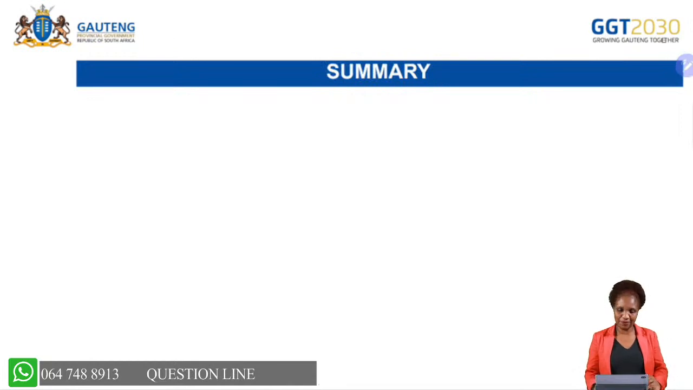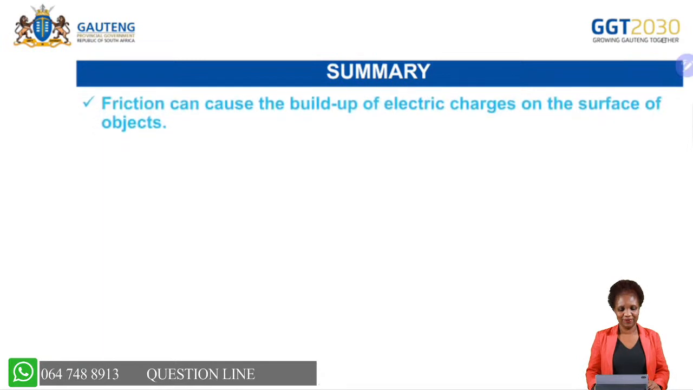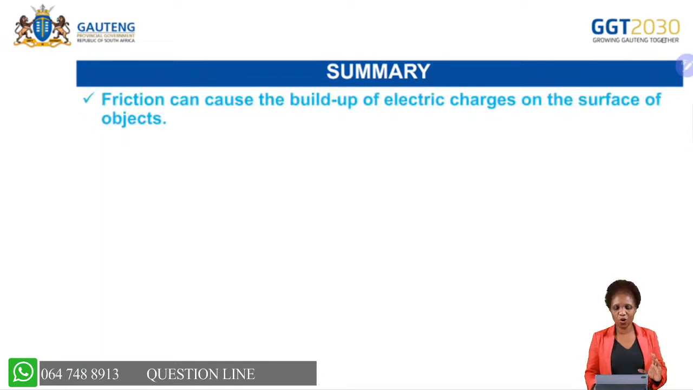And then let's summarize our lesson, Grade 8. Friction can cause the build-up of what? Electric charges on the surface of an object.